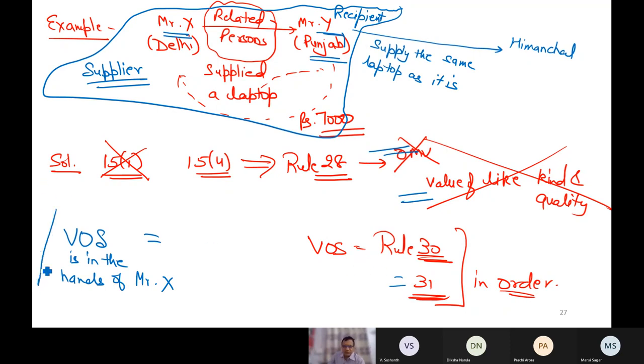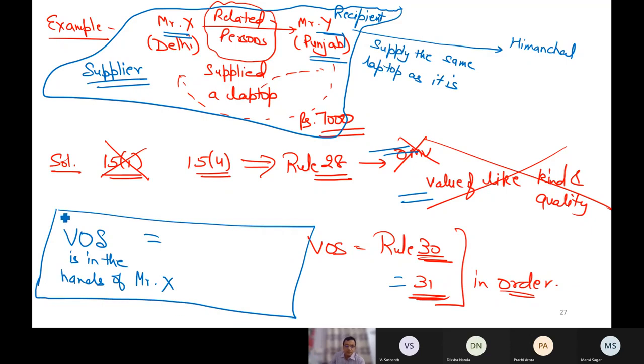This is the answer without any problem, but in one situation, the answer can change. What is that situation? The situation is, if your recipient, this Punjab person, Mr. Y, will supply the same product as it is further, without any change, then it is your option. Your means Mr. X has an option that he can take the value as 90% of the price charged by the recipient, Mr. Y.